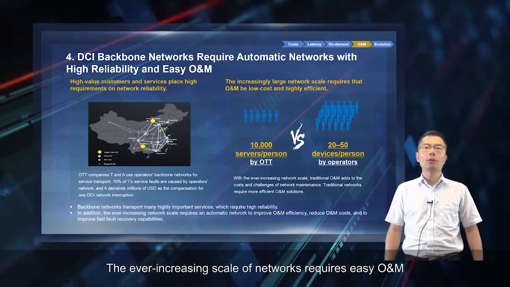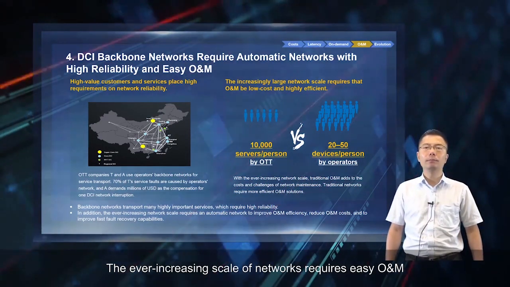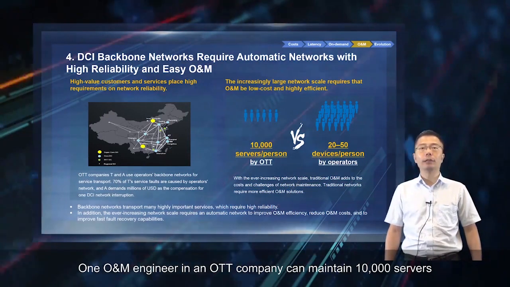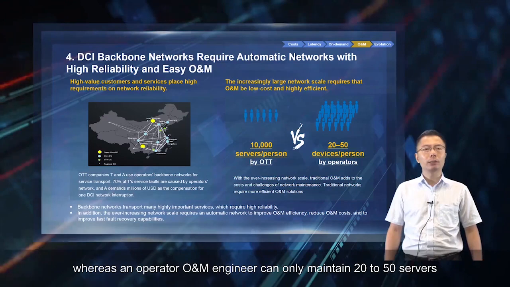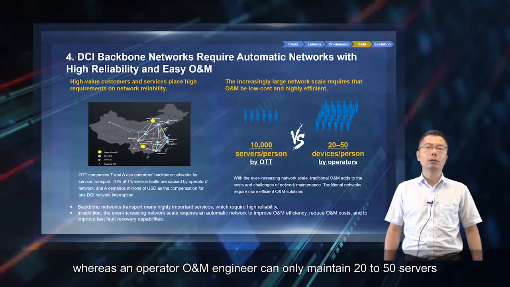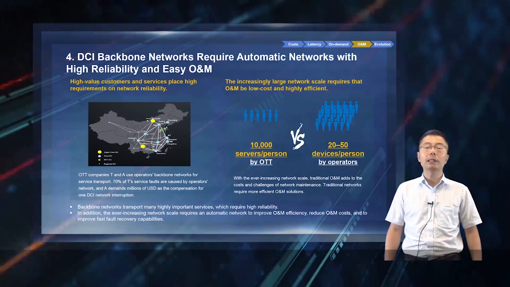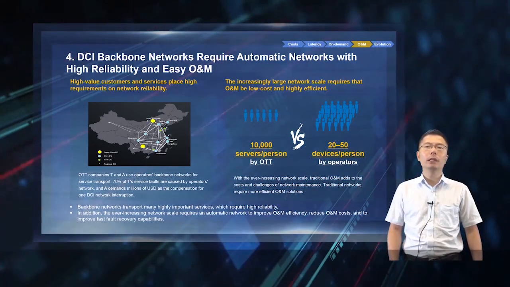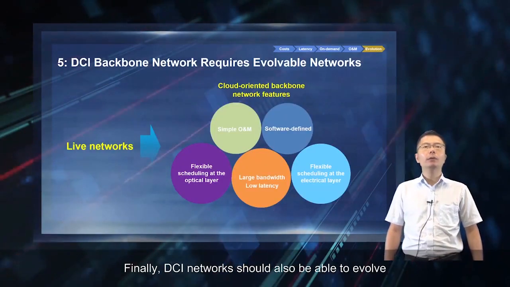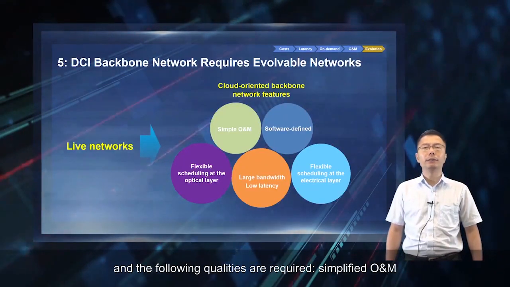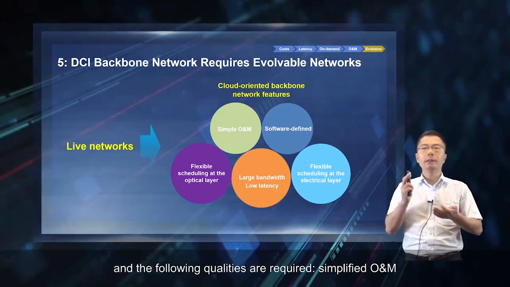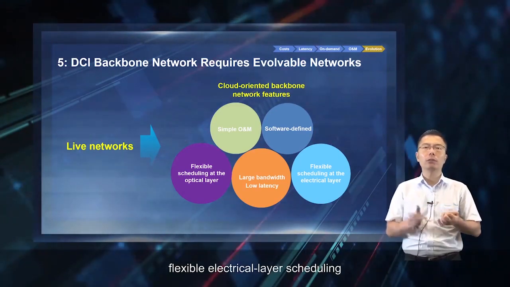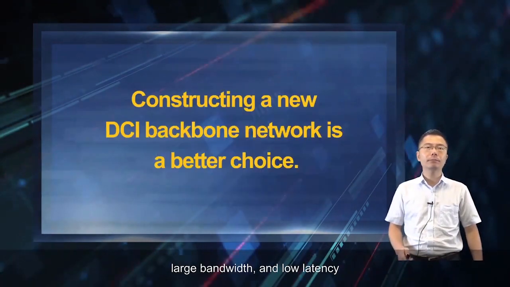The ever-increasing scale of networks requires easy O&M. One O&M engineer in an OTT company can maintain 10,000 servers, whereas an operator O&M engineer can only maintain 20 to 50 servers. With such a vast difference between the two, operators need automatic networks with easy O&M. Finally, DCI networks should also be able to evolve, and the following qualities are required: simplified O&M, software-defined, flexible optical layer scheduling, flexible electrical layer scheduling, large bandwidth and low latency.